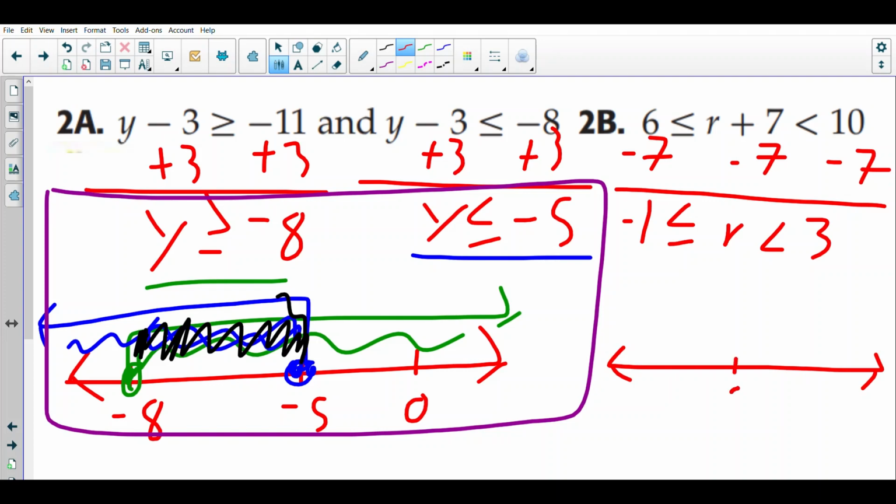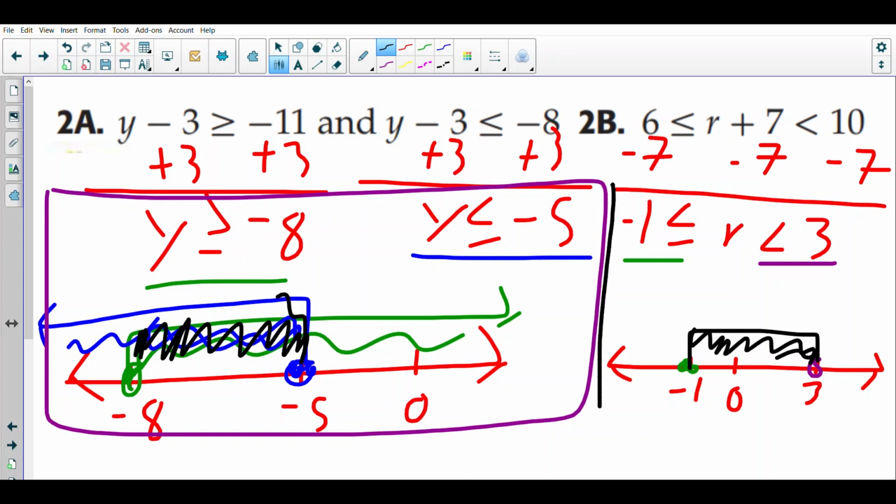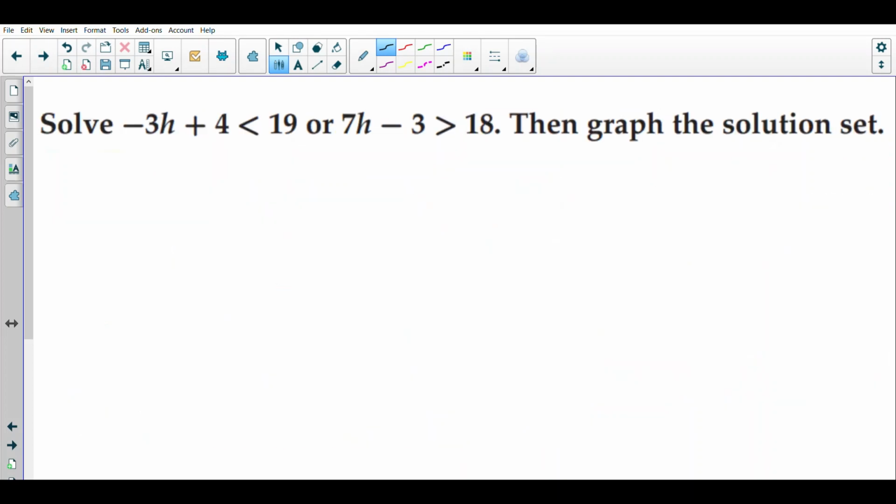So we got 0 here, 3, and -1. On -1, I have a closed circle. On the 3, I have an open circle, and then I shade between the two. And there we go, we are done. When they're combined, it's a little bit easier. All right, now let's do an OR one.